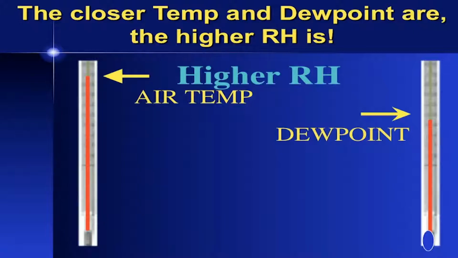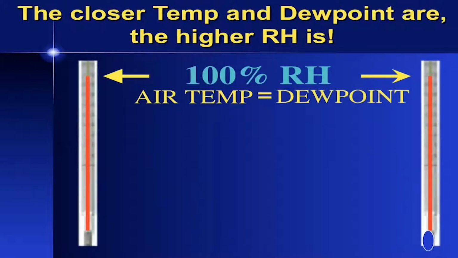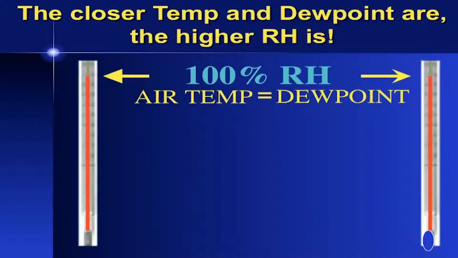And if my dew point is exactly the same as the air temperature, the air is at saturation, and by definition, the relative humidity is then at 100%. The air is full of moisture at that point. So I hope you can see how this is a better way of describing the amount of moisture in the air.